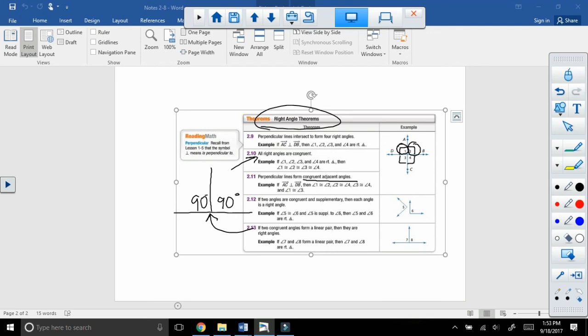So hopefully these things all just kind of make sense. They're all quick. And don't forget this symbol here. Some of you guys forgot this on the last test. This symbol here means that they are perpendicular.